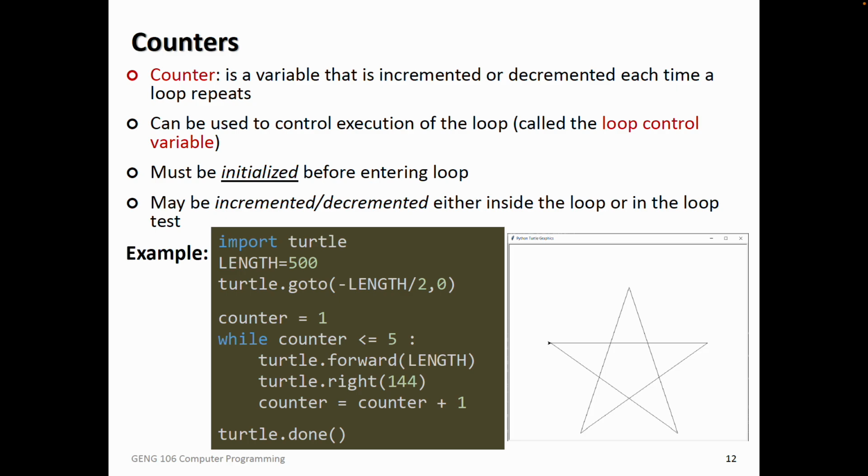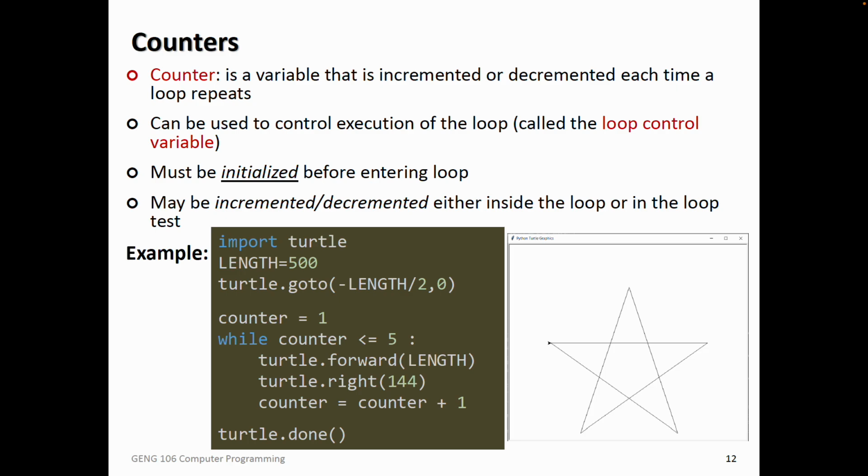So what will happen is basically, counter is 1, it's less than 5. So do those actions. And then increment it by 1, so it is 2. 2 is less than 5, do it again, increment it to 3. 3 is less than 5, do it again, increment it to 4. 4 is less than 5, do it again, increment it to 5. 5 is less than or equal to 5, do it again, increment to 6. 6 is less than or equal to 5? No, so skip the while loop.